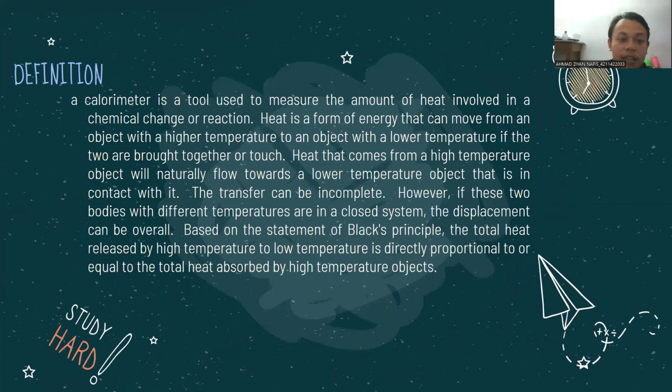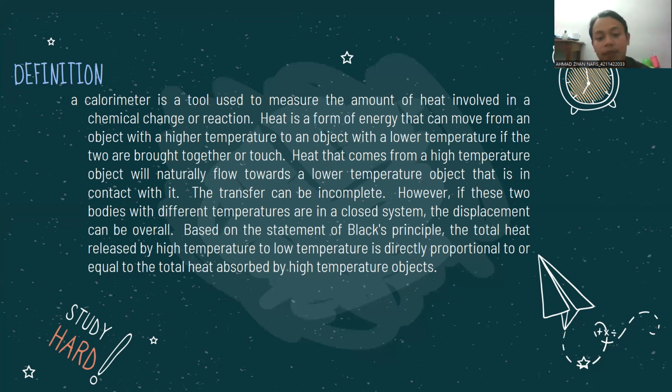First, definition. A calorimeter is a tool used to measure the amount of heat. Heat is a form of energy that can move from an object with higher temperature to an object with a low temperature if the two are brought together. Heat that comes from a high-temperature object will naturally flow toward a low-temperature object that is in contact with it.